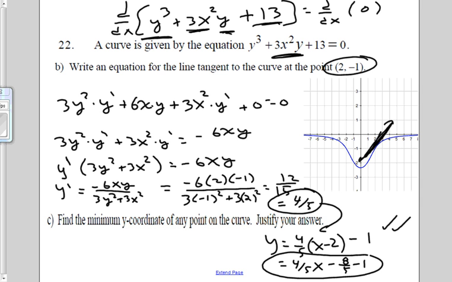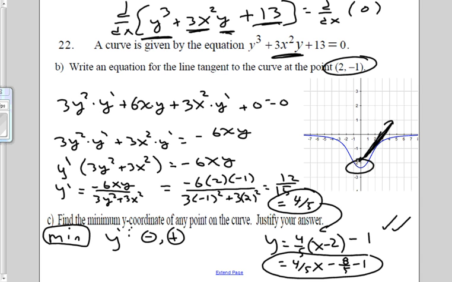Last question here. It says, find the minimum y coordinate of any point on the curve. Justify your answer. Well, looking at the graph, we can see that that's going to be the minimum. But how do we justify that? Well, we justify that by looking at the derivative. The min is going to occur when y prime goes from a negative value to either 0 or undefined to a positive value. So we need to find the critical points.